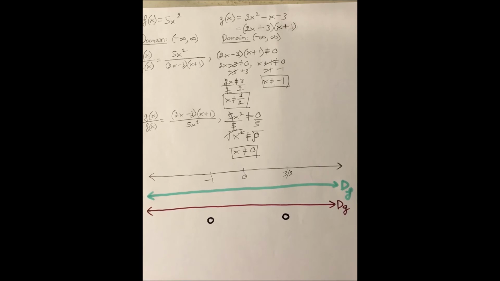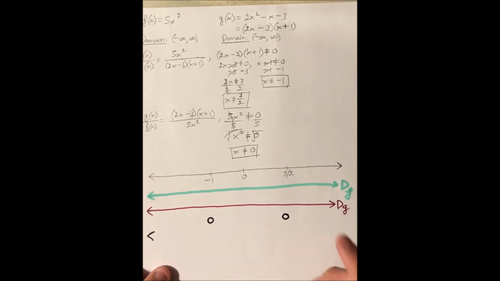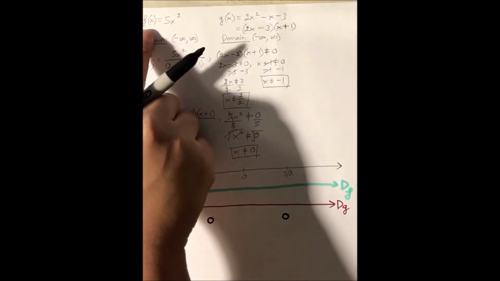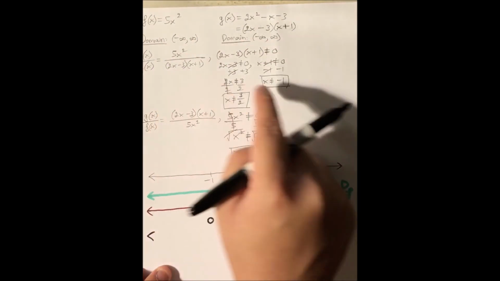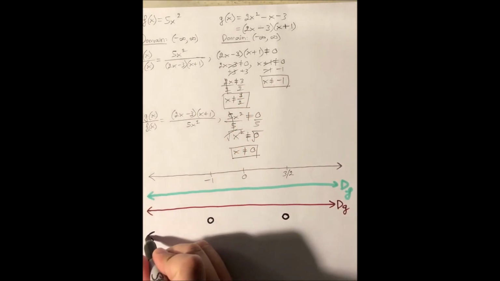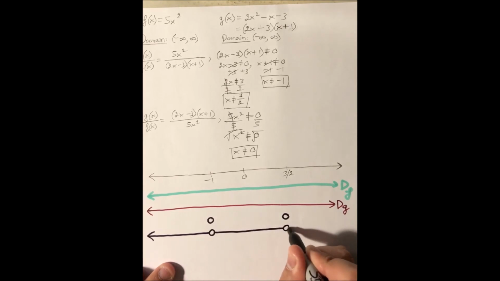So that means the domain of the quotient f over g is going to include all of the x values in common of both domains of f and g, and all of the restrictions from the domain of f, from the domain of g, and from every step of the simplification process, which are just these two restrictions. So we have the graph of the domain of f over g looking something like this.